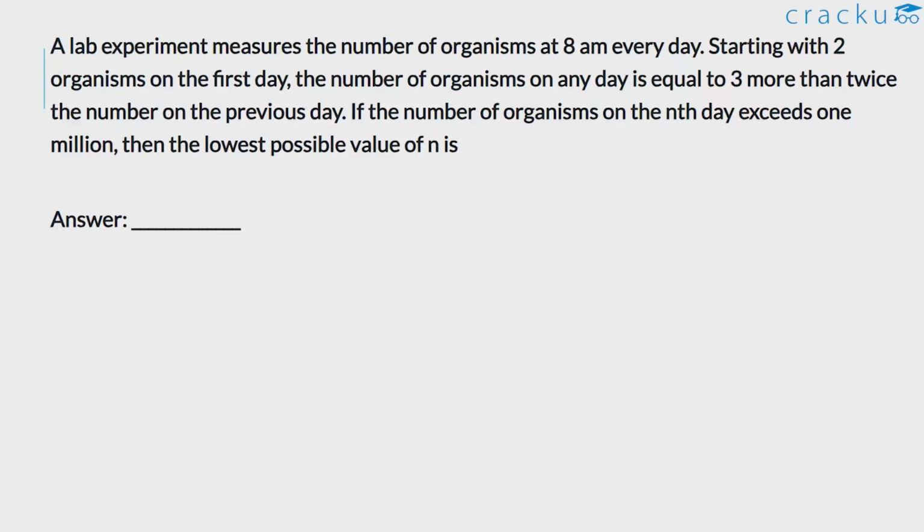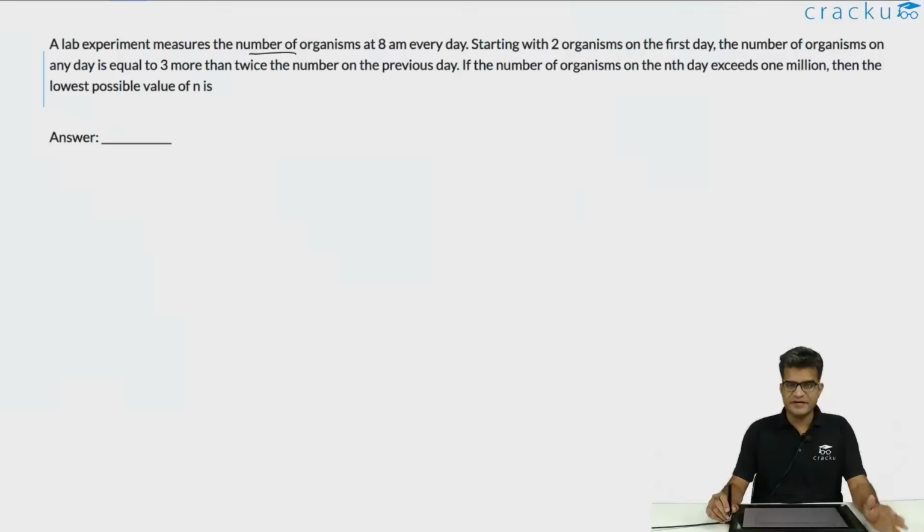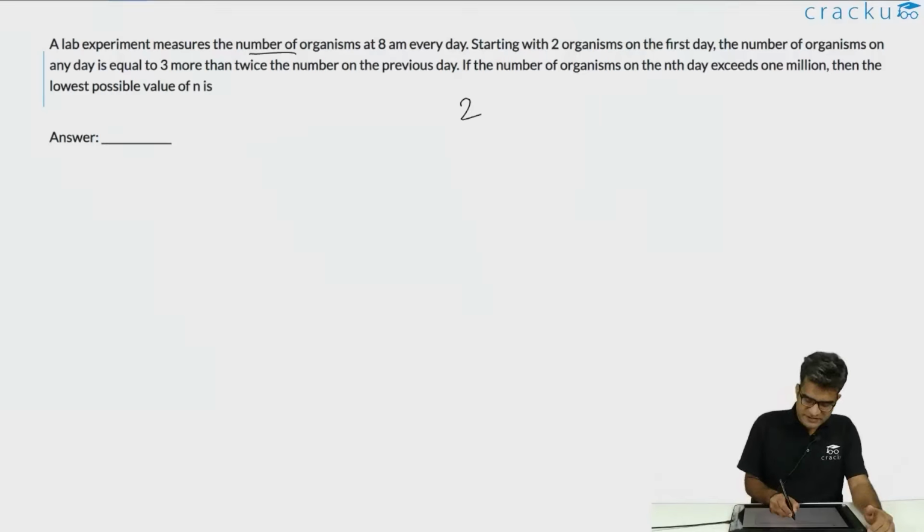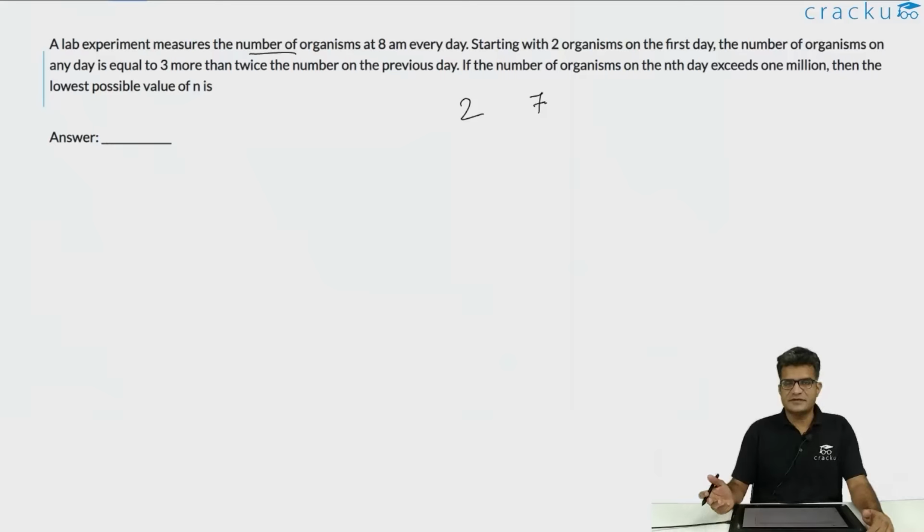In this question, we are told that there is a lab experiment where the number of organisms are measured every day at 8 AM. On the first day, there were 2 organisms. On the second day, we have 3 more than twice that number. Twice that number is 4, 3 more than that is 7. On the next day, we have 3 more than twice that number. Twice that number is 14, 3 more than that is 17. The next day we will have 3 more than twice the number, so that will be 37, and so on.